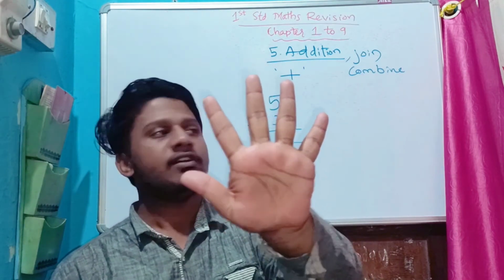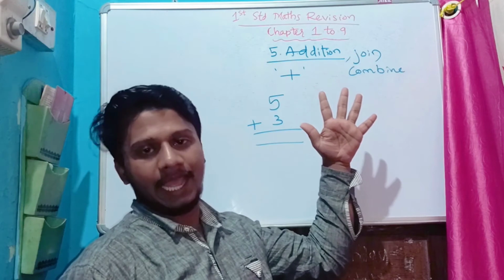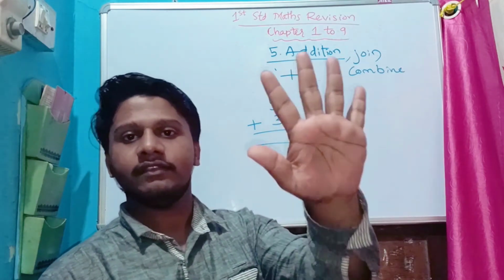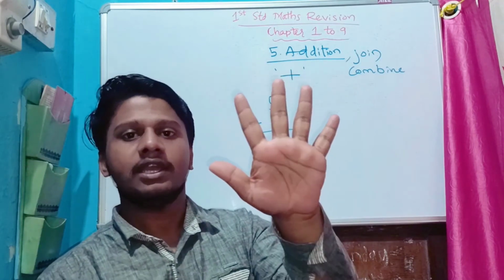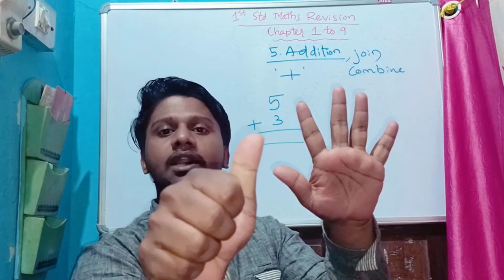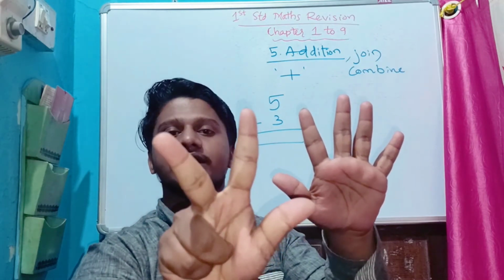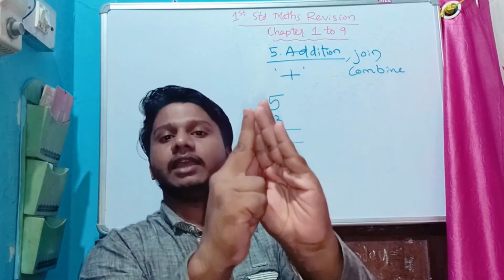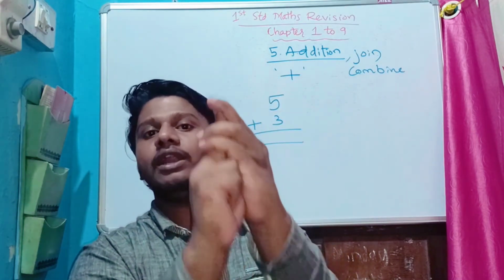Yes, 5 I have taken in one hand. So the next number is what? 3. Yes, this is a 5 which I took. Now I have to take 3 fingers. Yes, 1, 2, 3. Now you have to count by combining. Addition means you have to combine all and count it.